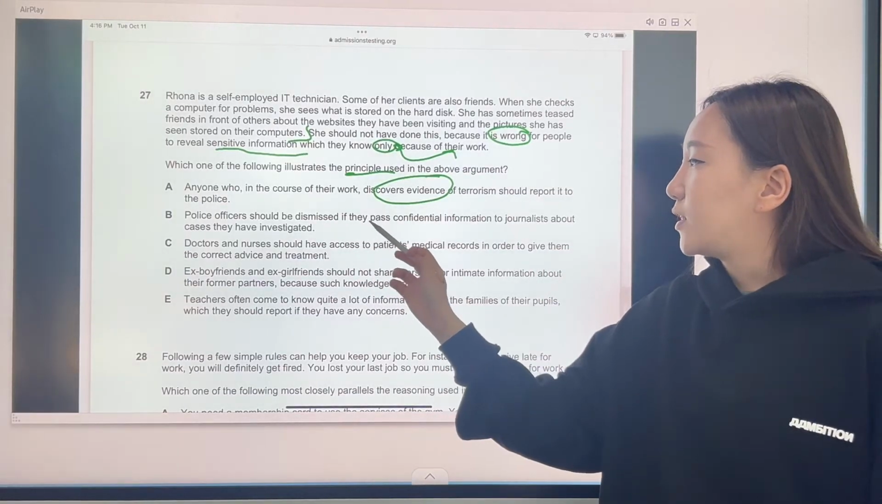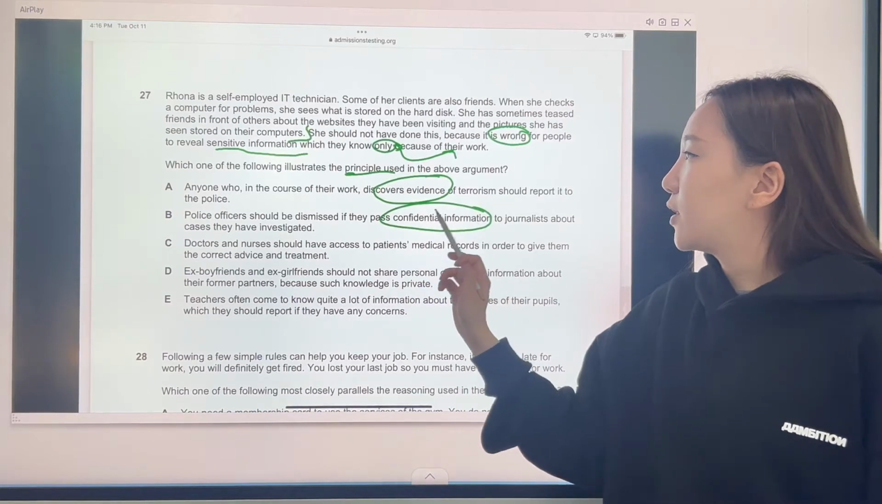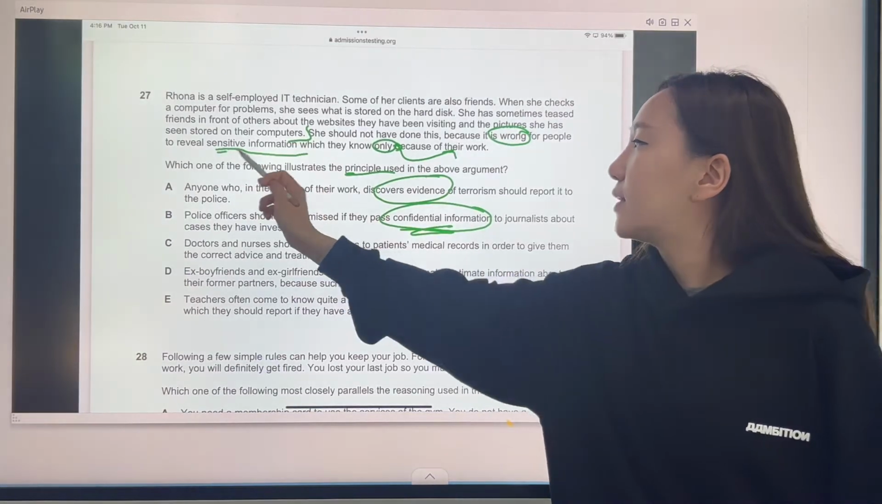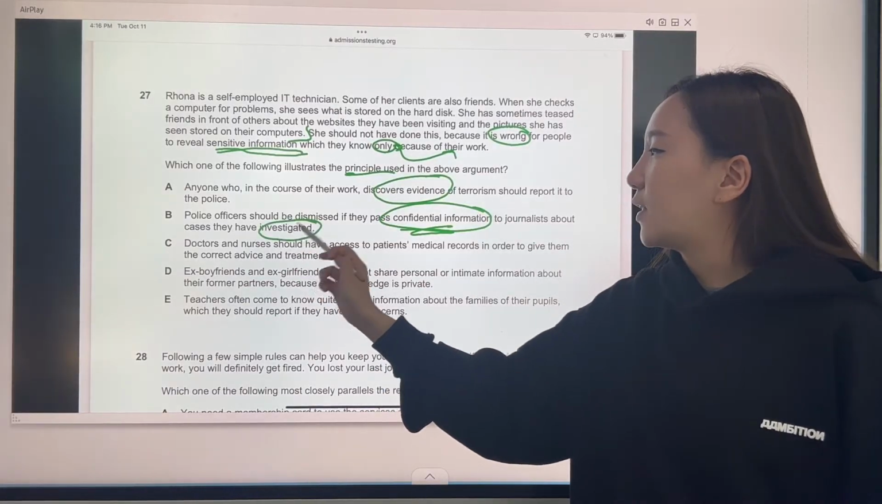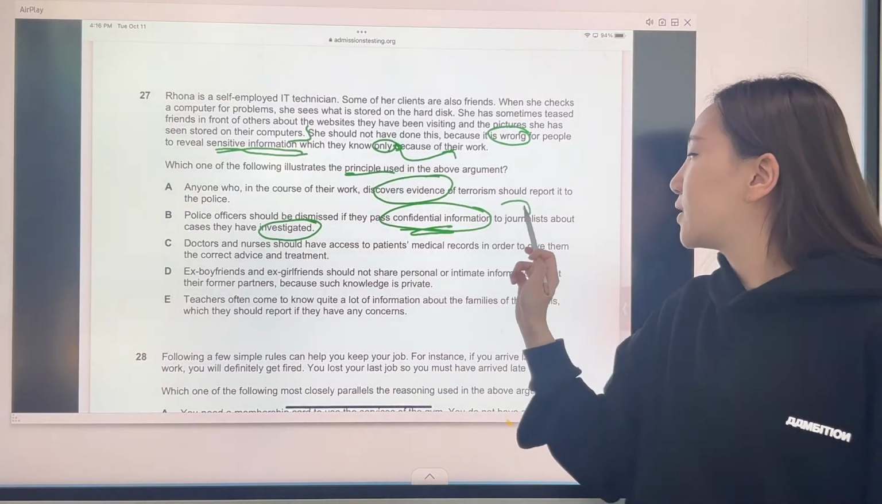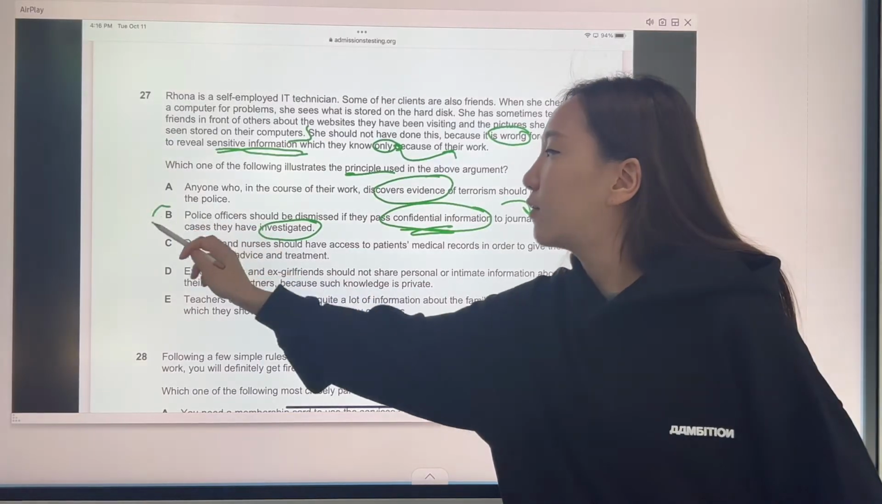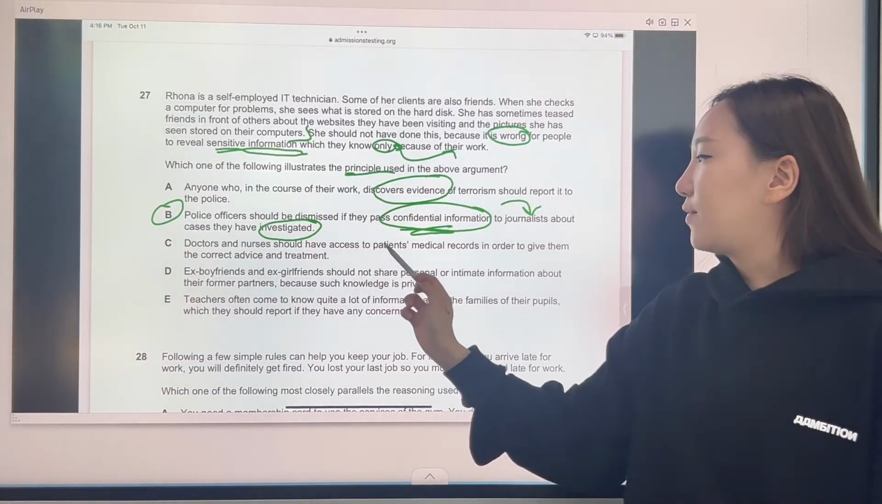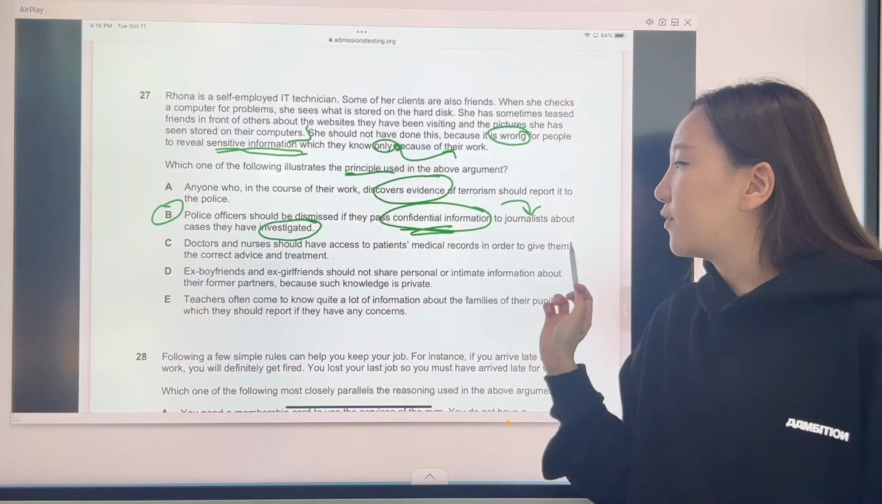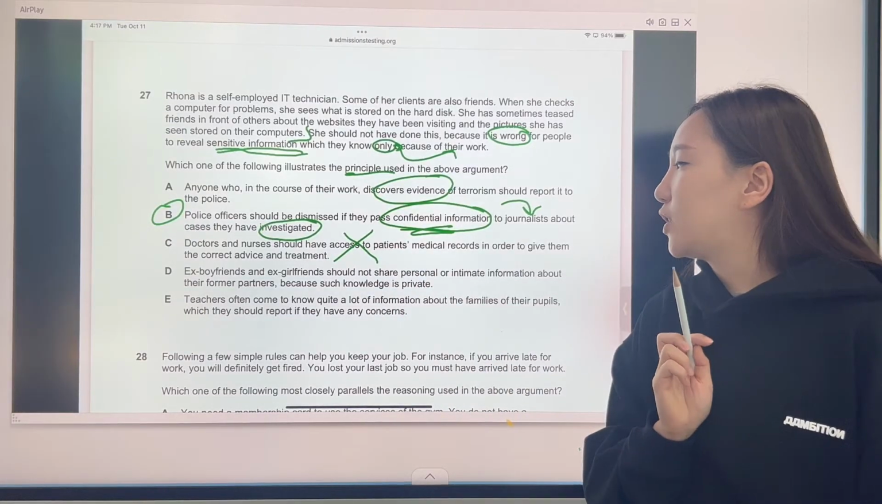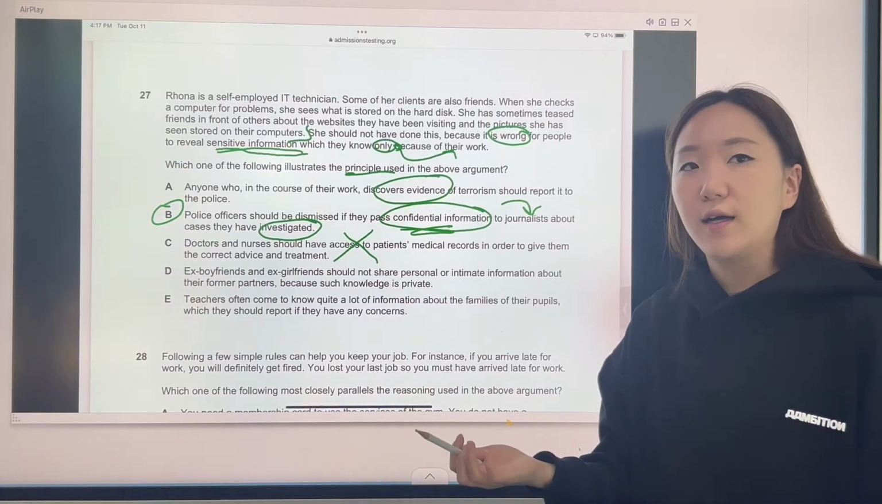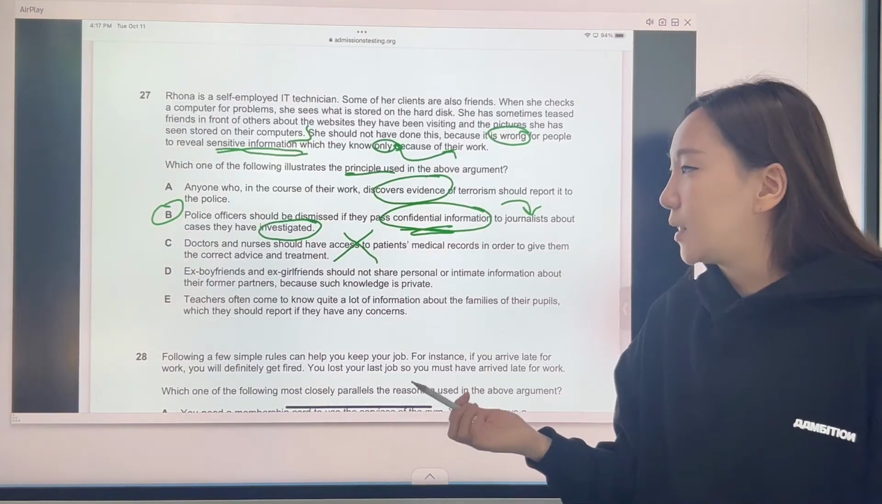Police officers should be dismissed if they pass confidential information to journalists about cases they have investigated. So this wording is the same as here, obviously in the course of work, and you're revealing it to someone, so this would be correct. Doctors and nurses should have access to patients' medical records in order to give them care, of course, not correct. This is nothing to do with sensitive information and you're not revealing it. This is actually just a service that's being provided.